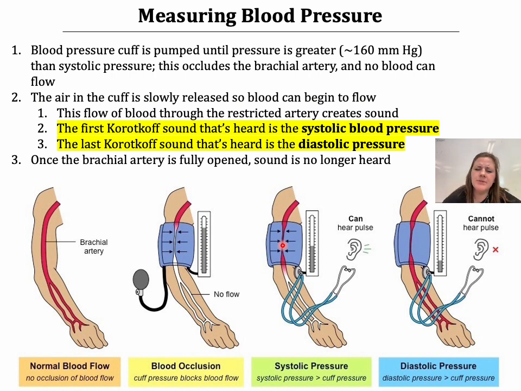So the first sound you hear is the systolic blood pressure. The last sound you hear is the diastolic pressure. And we can hear that and achieve that by closing off the artery, occluding it, and then hearing that blood being turbulent through the vessel.